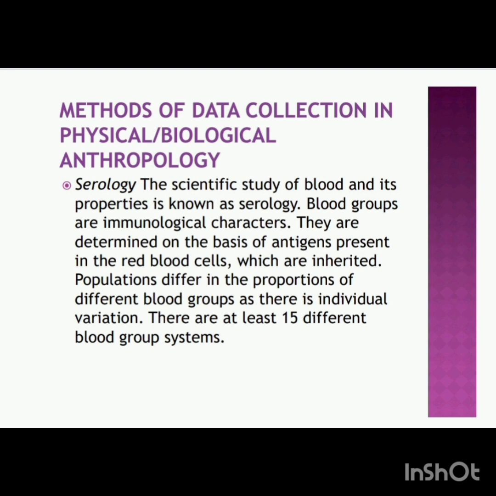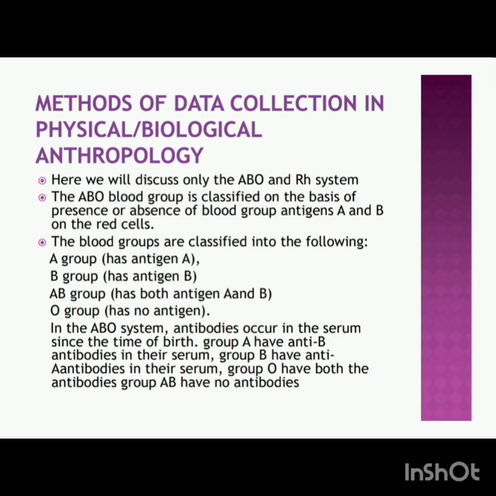Serology is about blood. There are 13 or 15 different types of blood group. They are determined on the basis of antigens present in the red blood cell, which are inherited. Populations differ in the proportions of different blood groups as there are individual variations. Basically, serology is the scientific study of blood. Here we will discuss only the ABO and Rh blood groups.